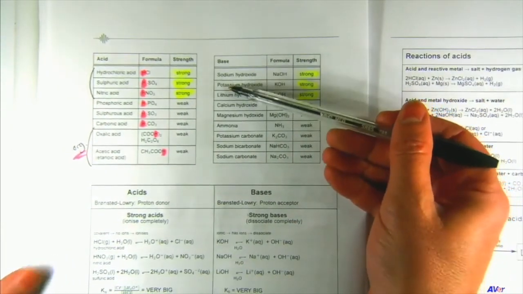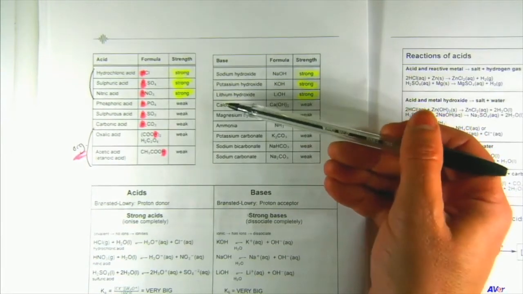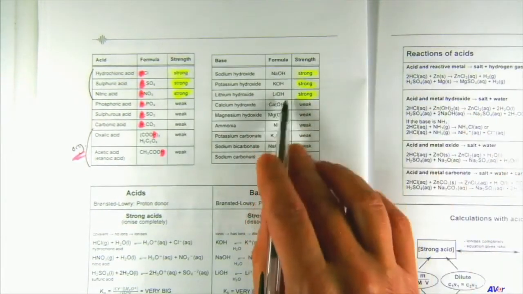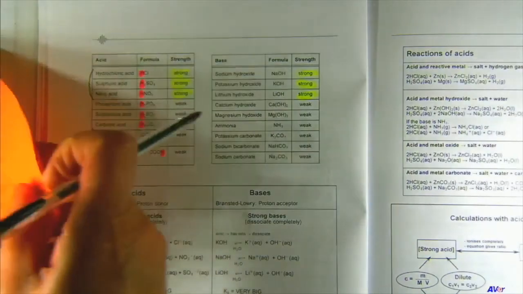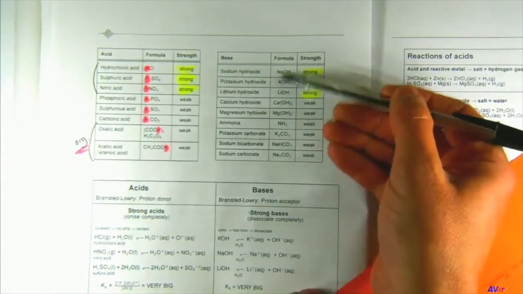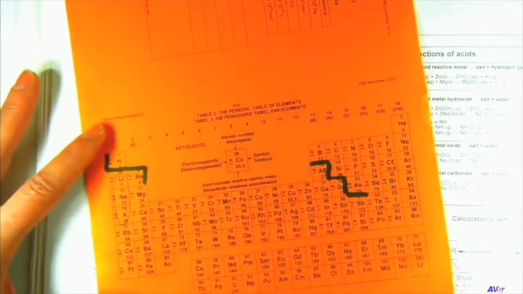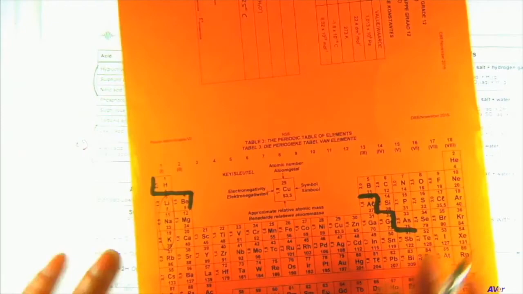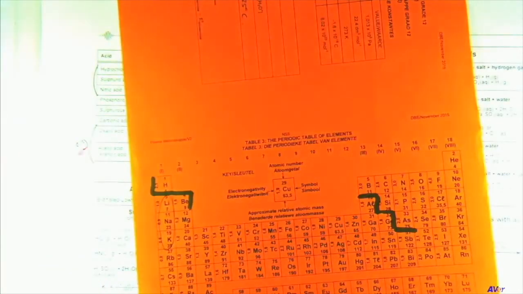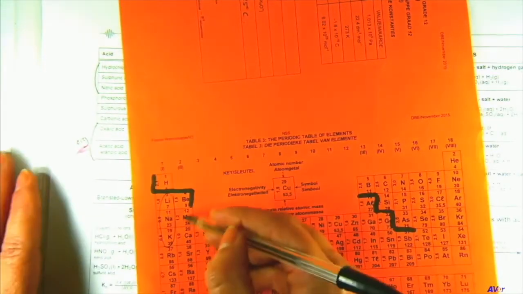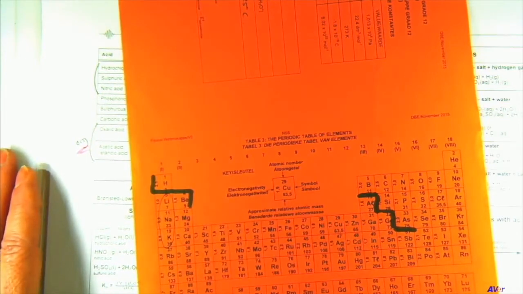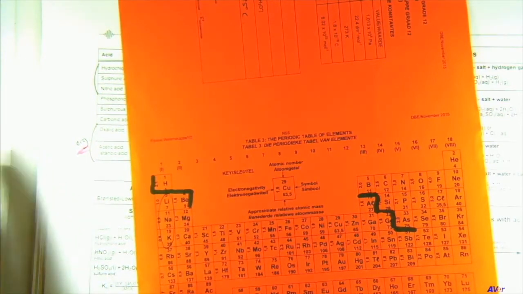Sodium, potassium, and lithium. The ones that will give hydroxides, that dissolve completely. If you look at your periodic table, where do you find the lithium and the sodium and the potassium? Over there in group 1. Hey? And they are the ones that when you put them in water, they will dissolve. When you get to magnesium and calcium hydroxide, if you put them into water, they don't dissolve that fast.